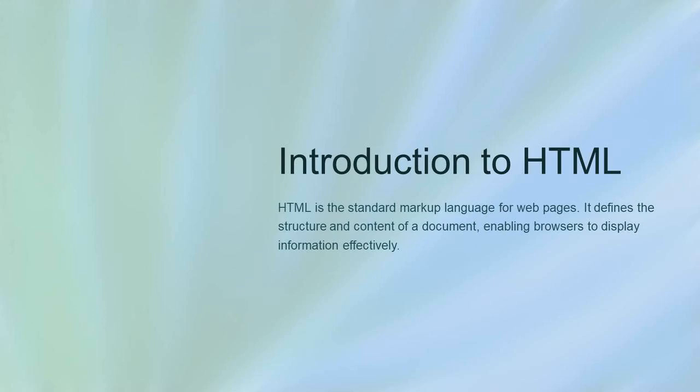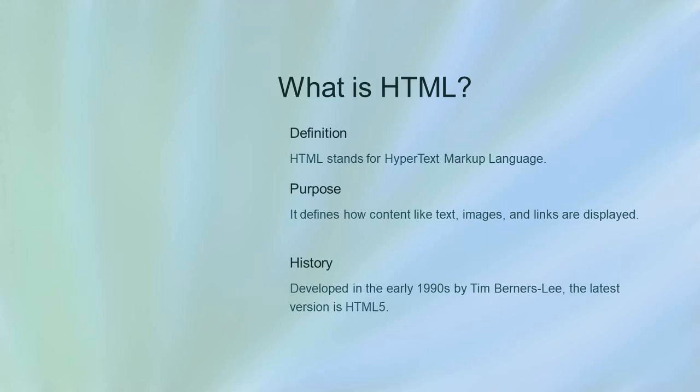HTML is the standard markup language for web pages. It defines the structure and content of a document, enabling browsers to display information effectively. HTML stands for Hypertext Markup Language. It defines how content like text, images, and links are displayed. It was developed in the early 1990s by Tim Berners-Lee. The latest version is HTML5.